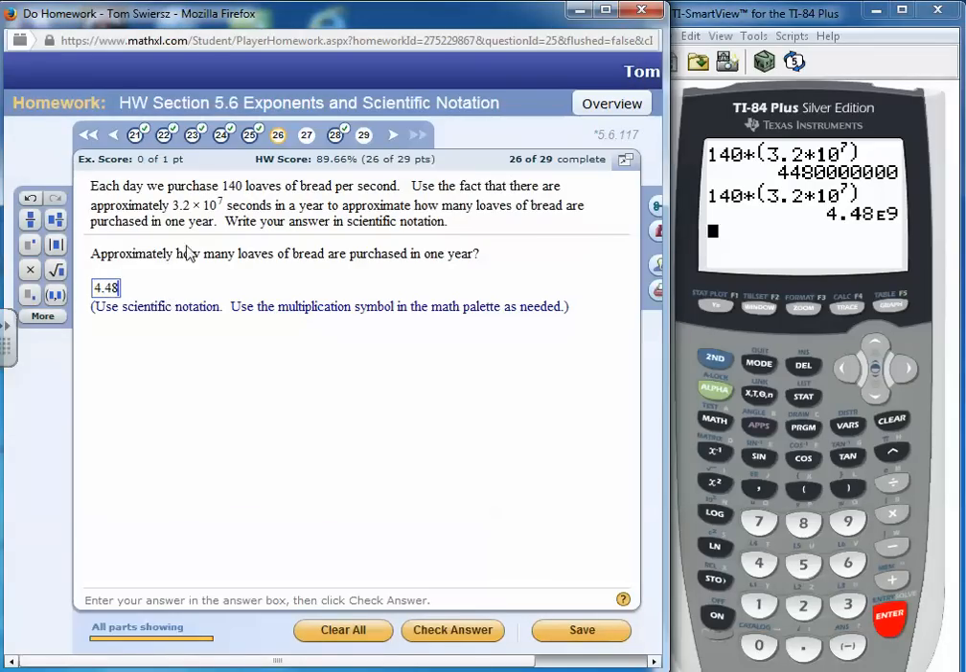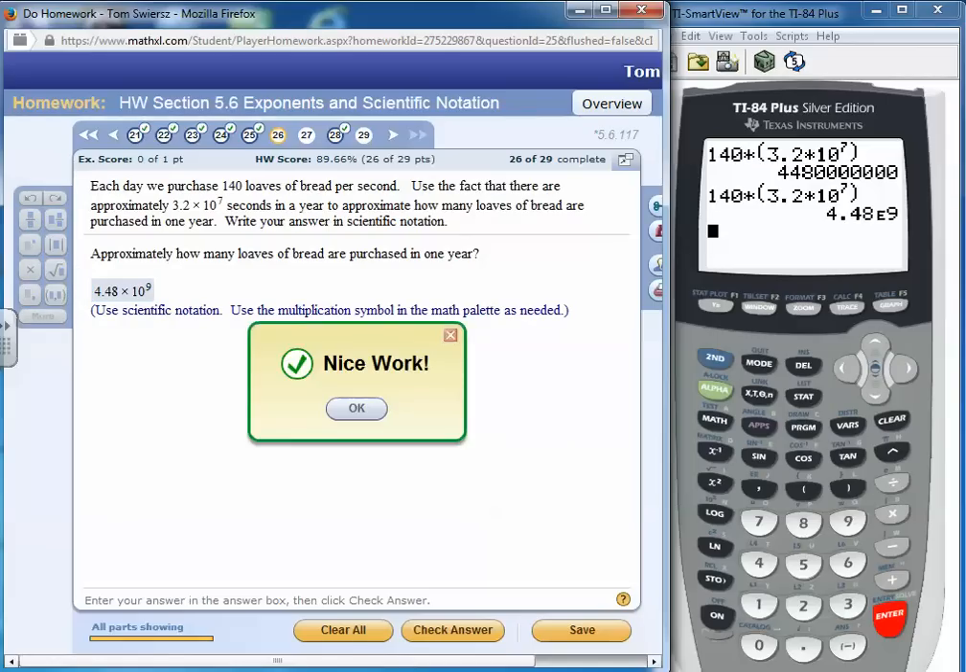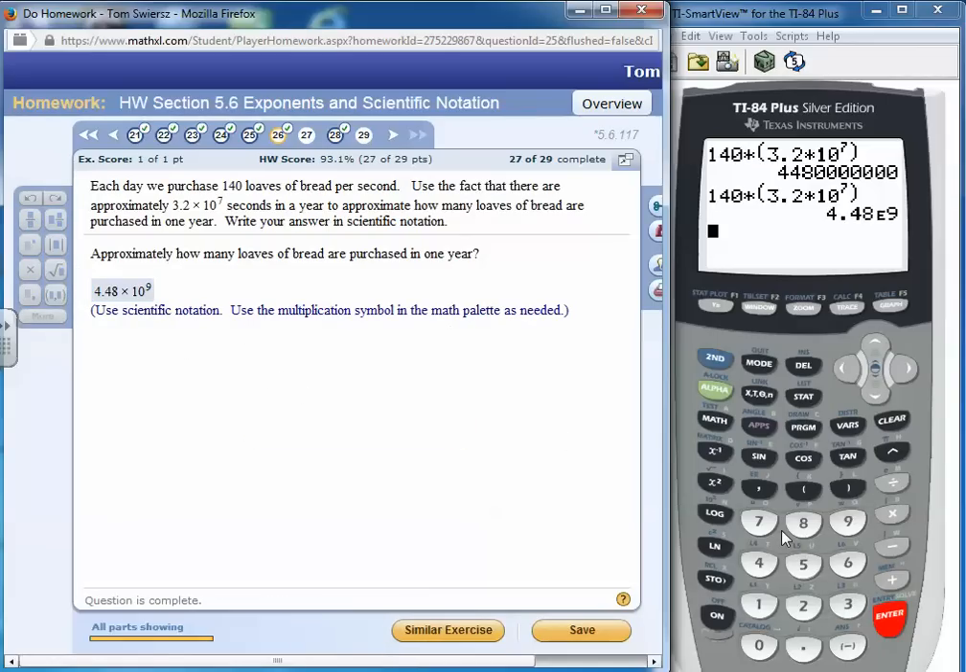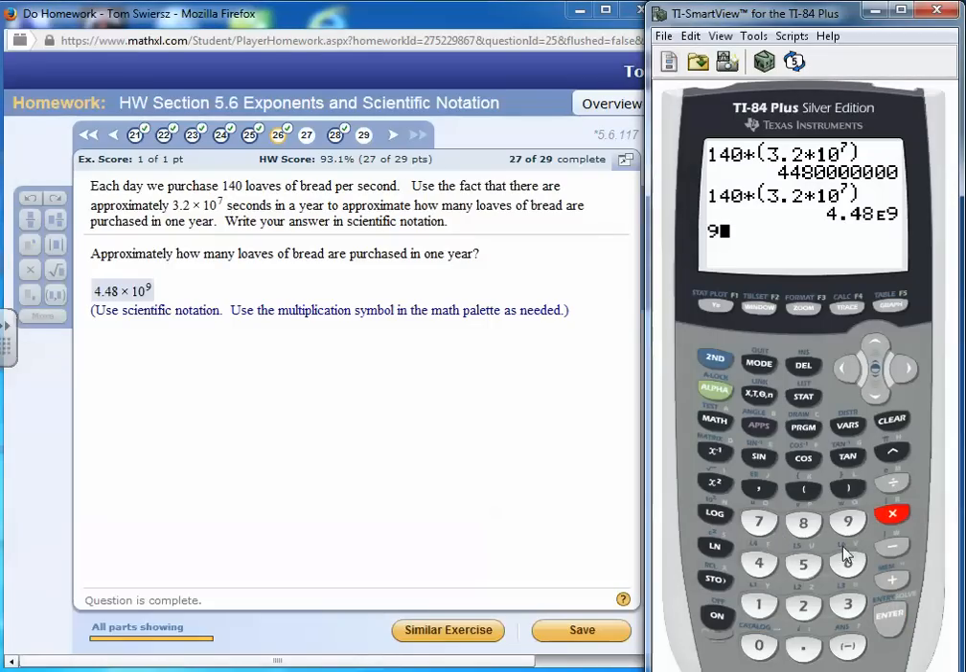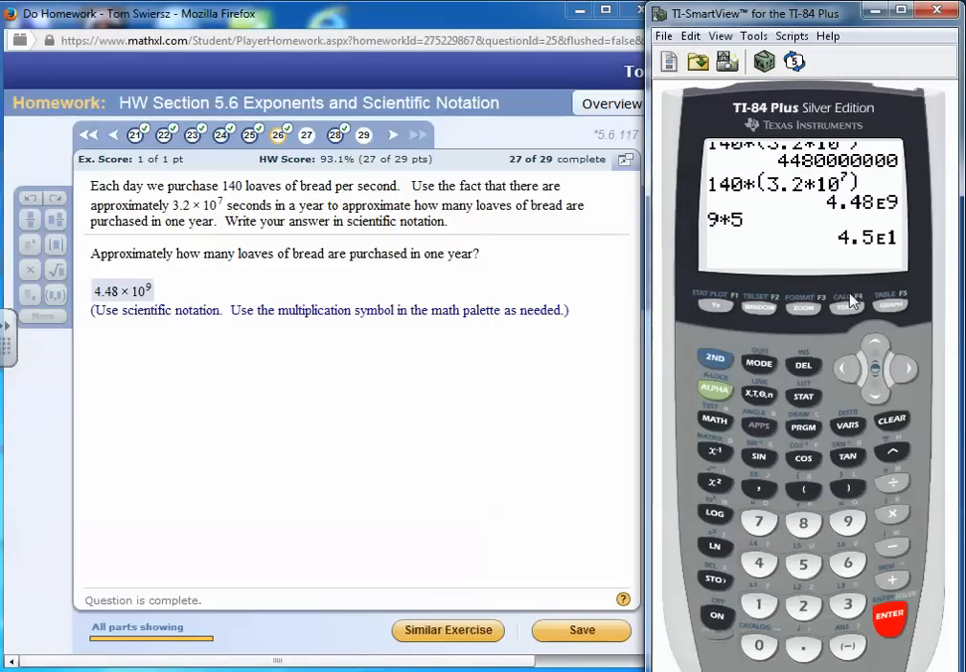4.48. Again, the E stands for times 10. That's how the calculator writes it in scientific notation, 9th power. And there's our correct answer. Now notice, when you do this, like if you go 9 times 5 is 45, the answer's in scientific notation, so you probably don't want to keep that. You don't want your answer in scientific notation, so this is why it's kind of tedious.